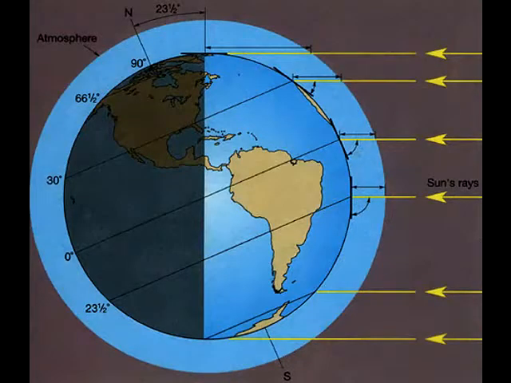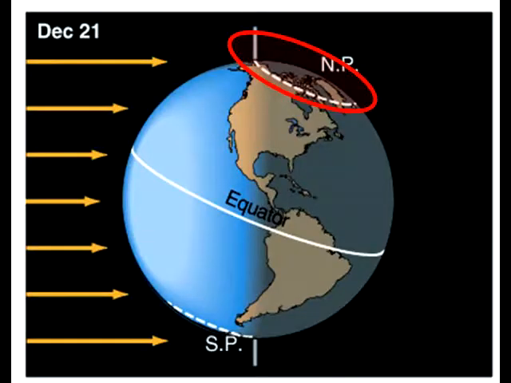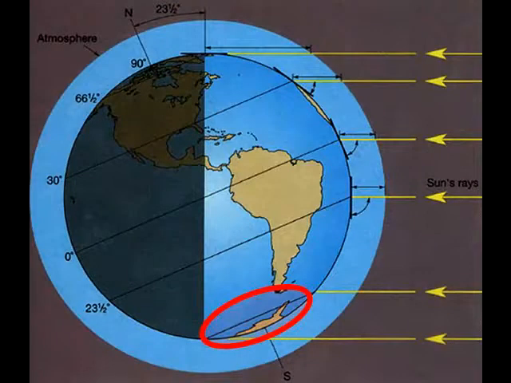The winter solstice occurs around December 21st. The subsolar point is located at the Tropic of Capricorn at 23.5 degrees south. All locations north of 66.5 degrees north experience the polar night. All locations south of 66.5 degrees south experience the polar day.